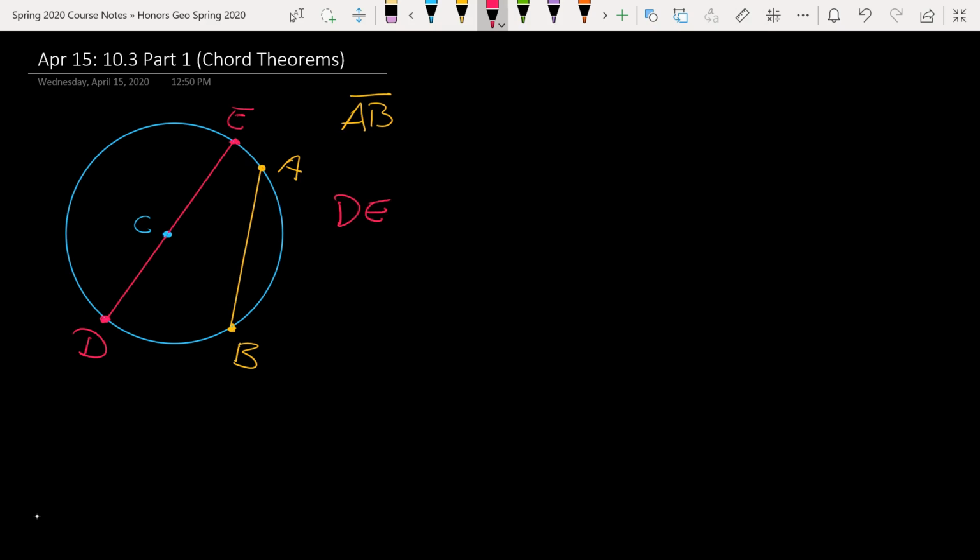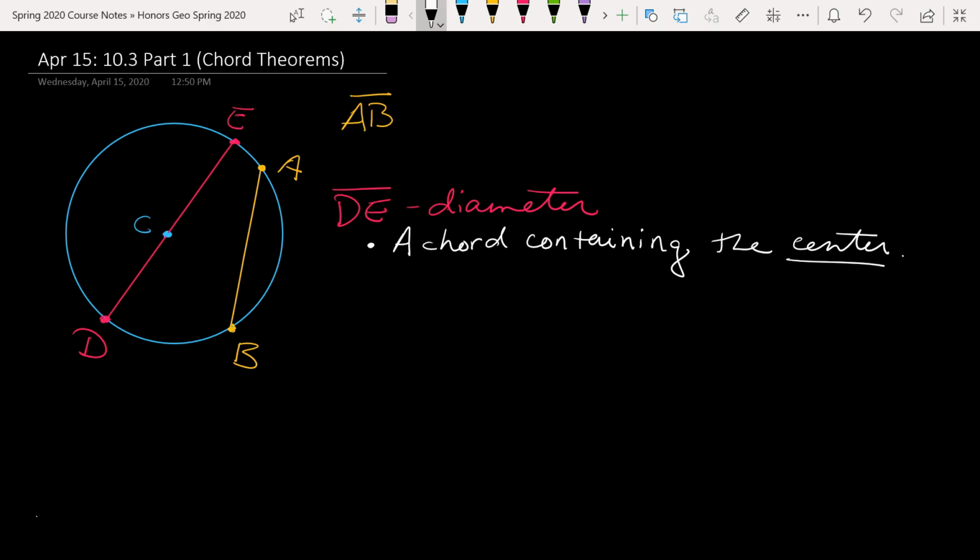Chord DE, as I'm sure you're already aware, is a diameter of this circle. And we can define diameter in a lot of different ways. We can say that it's the longest possible chord in a circle. We can say that it is the sum of two collinear radii. But the definition that we usually stick with, it's just a chord containing the center of the circle.